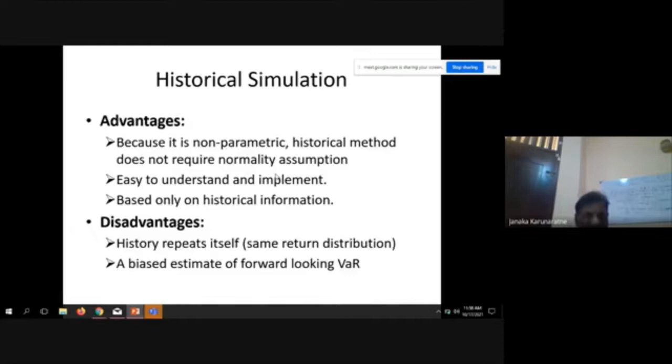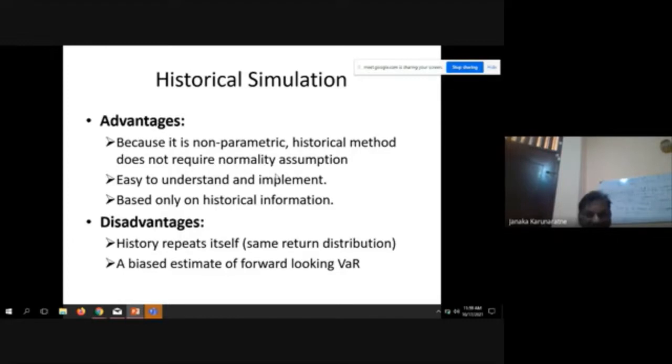We are not depending on parametric variables. When it is parametric, you depend on mean and standard deviation. This is very easy to understand and based only on historical information. So you look at the historical return data, develop a frequency distribution, not assuming any parametric variables like in the variance-covariance model, identify a particular confidence level, the worst case, and calculate the value at risk, the maximum possible loss.